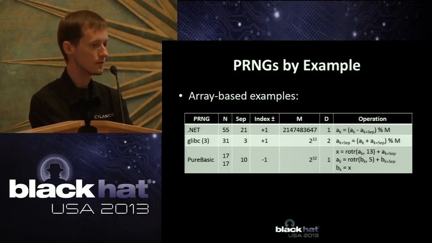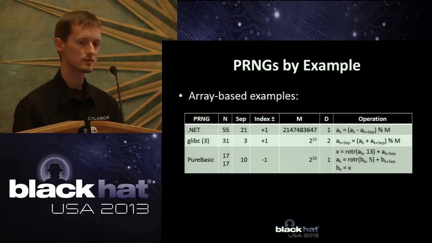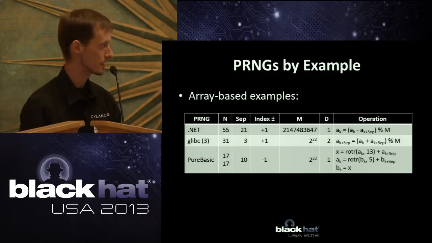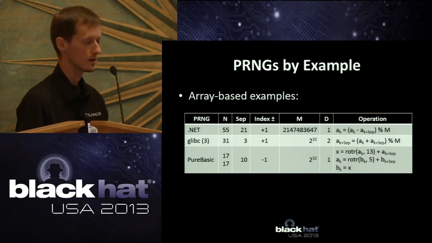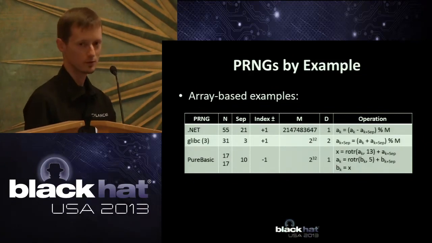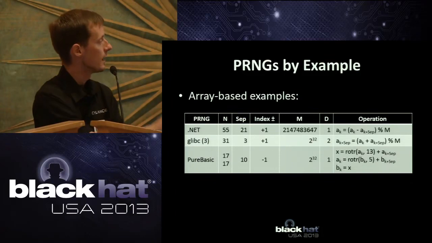glibc, type 3, the default RAND nowadays, also array-based, an array of 31, with a separation of 3. A couple of interesting things: it adds numbers, whereas .NET was subtracting them, and it adds an earlier number to a later number. There's a separation of 3 there, but because they did it that way, it's effectively a separation of 28, 31 minus 3.